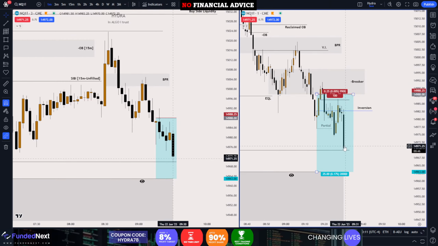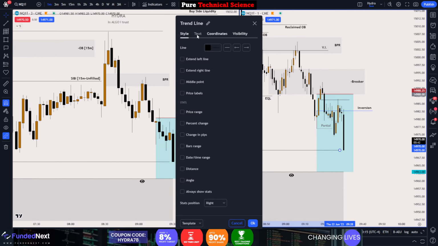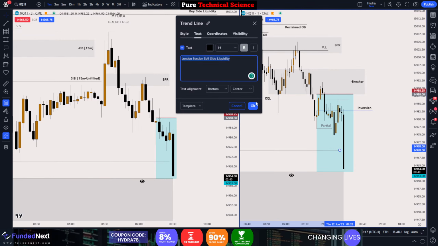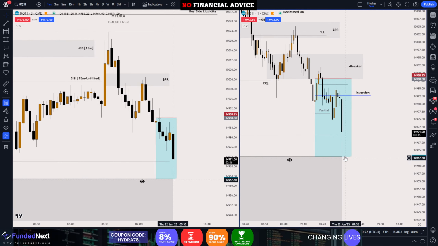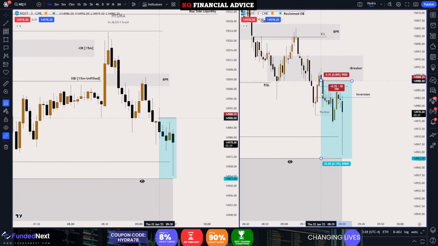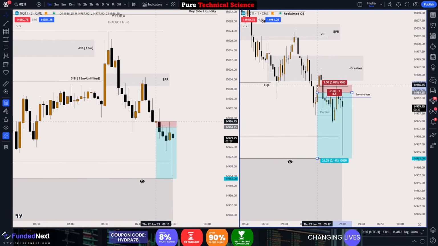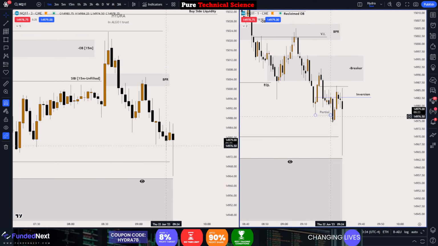Another partial here, below these relative equal lows, and the TP is here inside this fair value gap. Now I'm going to put my stop loss here, and I got stopped out. So that's basically I got two partials from this setup.